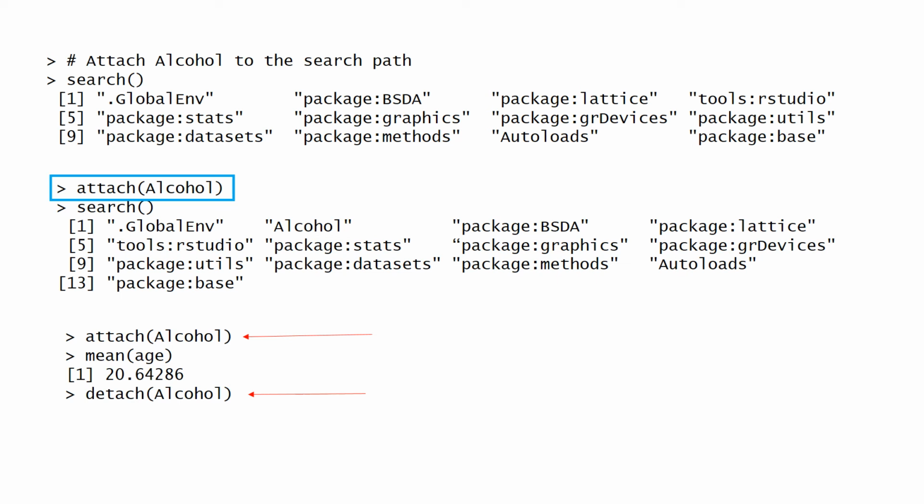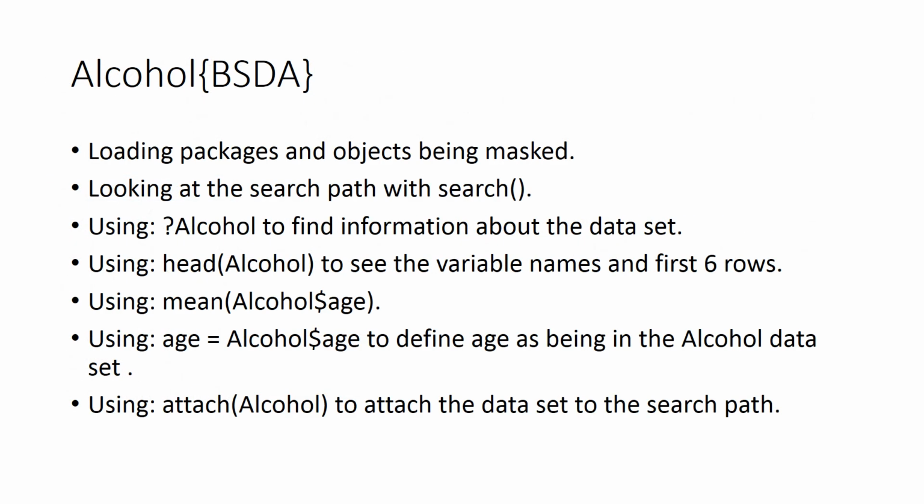If you do use this method, the experts all warn you to detach alcohol from the search path when you're through. There may be another dataset you want to use that has a variable also named age. By detaching alcohol, you clean up the search path and you don't use that particular dataset by accident.